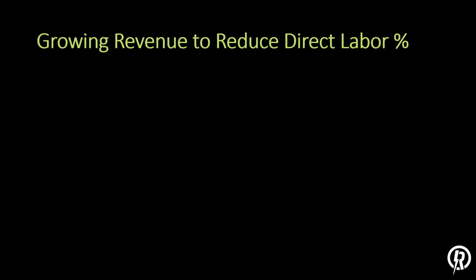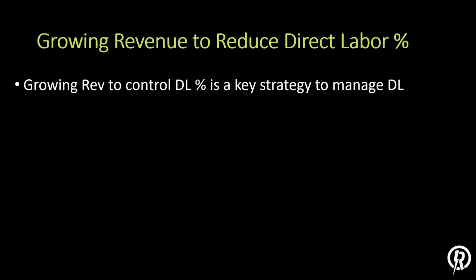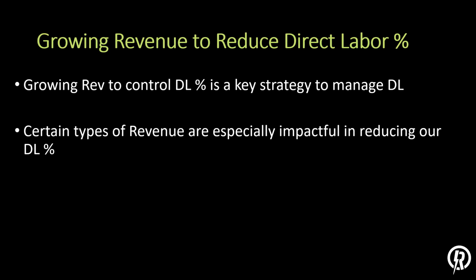So by improving our revenue, we can improve our direct labor percentage without having to do anything about our direct labor expense. Like we could still spend 3,000, but our percentage would improve if we made 11,000 in revenue or 12,000 in revenue, okay? So this is one of the key strategies on direct labor that we want to employ. It's not just about cutting hours or being efficient with hours or making sure that we're hiring the right people, but it's about growing revenue with the same amount of staff in place to be able to improve our percentage, okay? Now, there's a certain type of revenue, certain types, that are especially impactful in reducing our direct labor expenses.